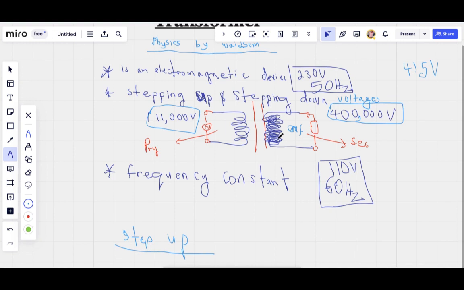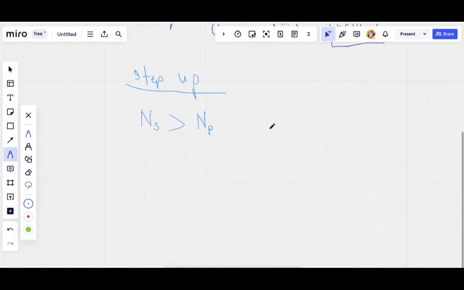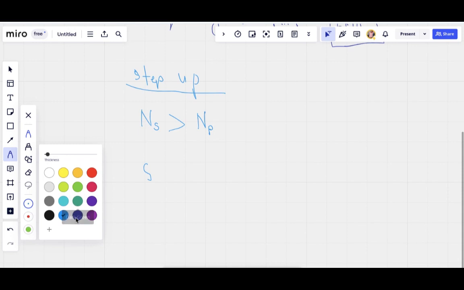If I want to make a step down transformer, what do I need to do? If I want to make a step down, I will make the turns. If I say step down, okay, let's change the color.